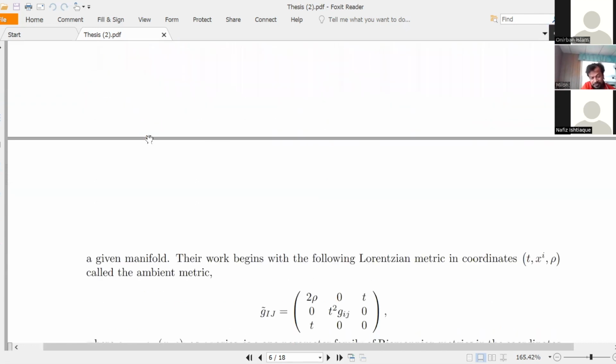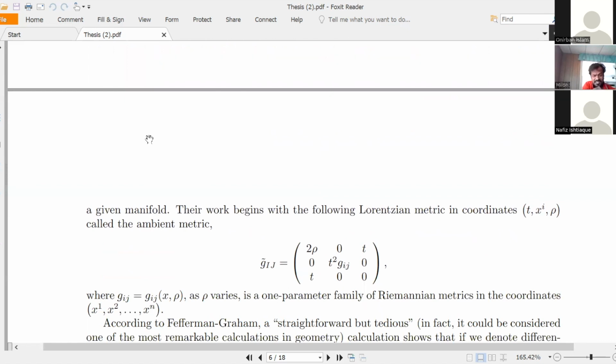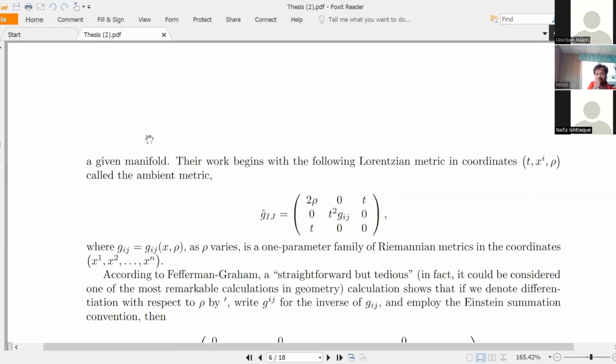Sorry, I'm not very precise and organized. So this is the thing. Here's a Lorentzian, so my initial metric.